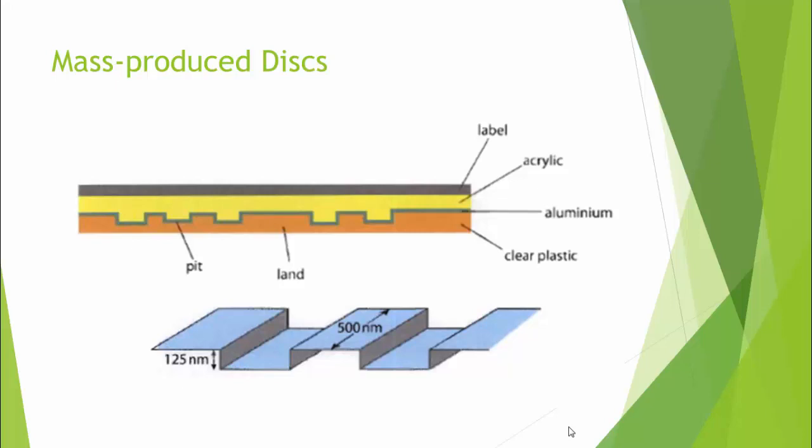Mass-produced CDs and DVDs use layers of material, acrylic and aluminum, in order to have extremely small depressions on the disc, which then represent ones and zeros.